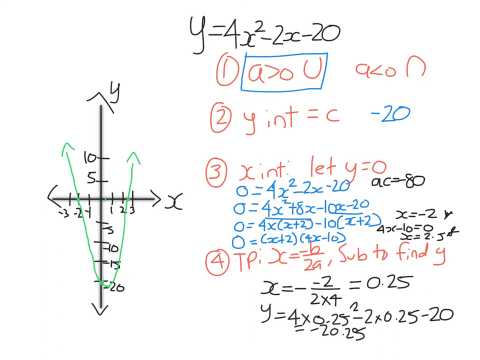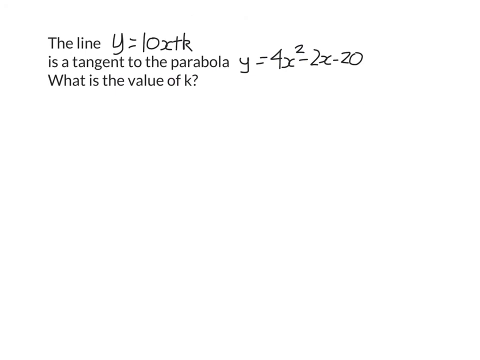So now let's look at finding the point of intersection of a line and a parabola. Let's look at this question. Let's say we have this line y equals 10x plus k, and it's a tangent to the parabola we've just graphed. What is the value of k? Note, when we say something is a tangent, what it means is that this line and this parabola intersect once. If you have a line and a parabola, they can intersect 0 times, 1 time, or 2 times. Because remember, quadratic equations have 0, 1, or 2 solutions.